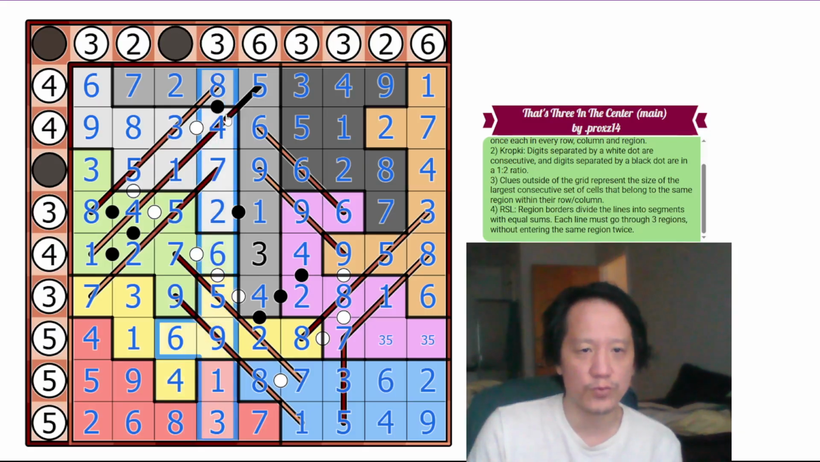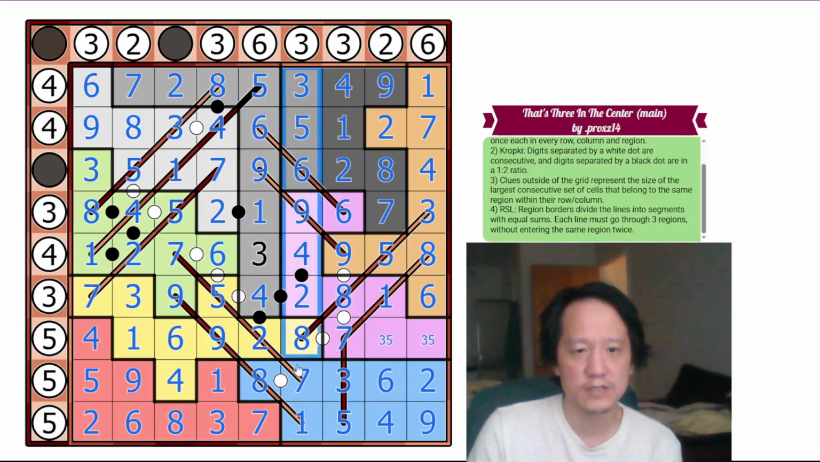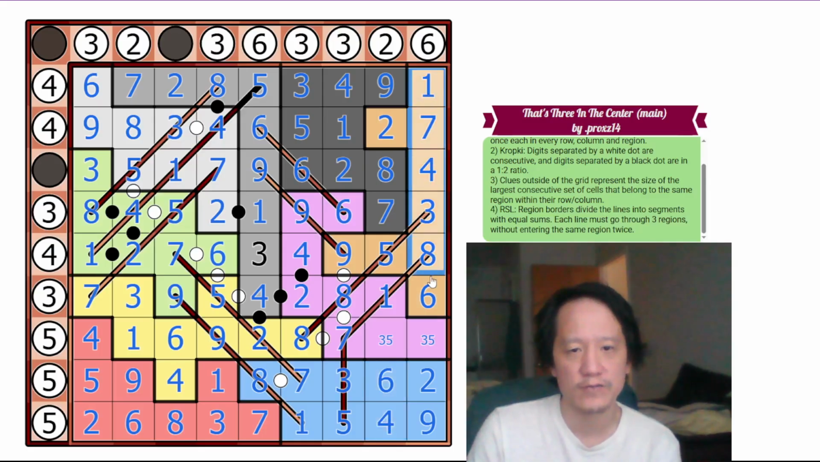Column 4, we have 3 in light, and that's the most. In column 5, we have 6 in medium. Column 6, we have pink and dark with 3. Column 7, dark has 3. Column 8, we have dark with 2, pink with 2, and blue with 2. And column 9, we have 6 with orange.